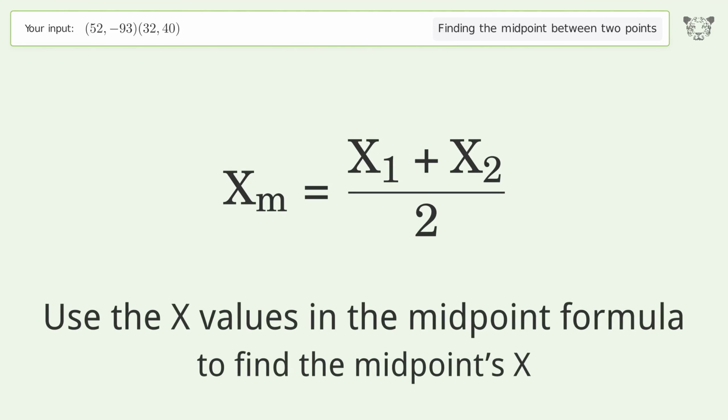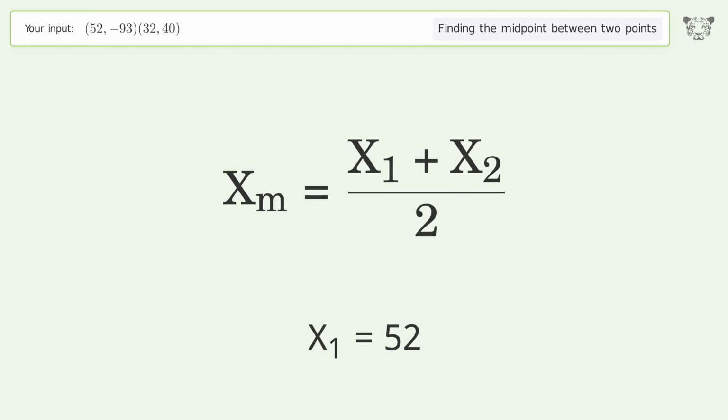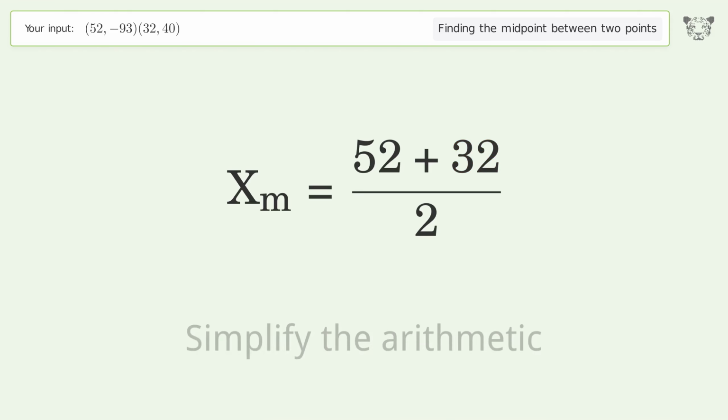Use the x values in the midpoint formula to find the midpoint's x. x1 equals 52. x2 equals 32. Simplify the arithmetic.